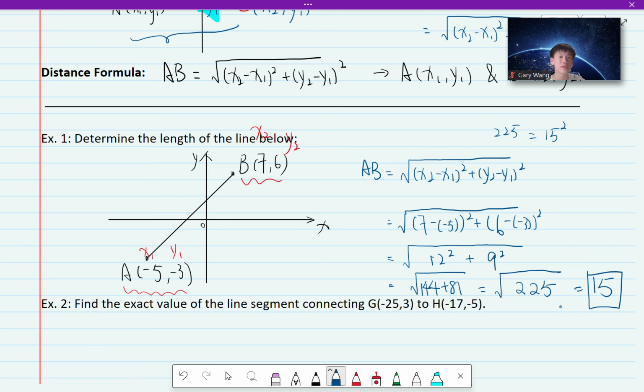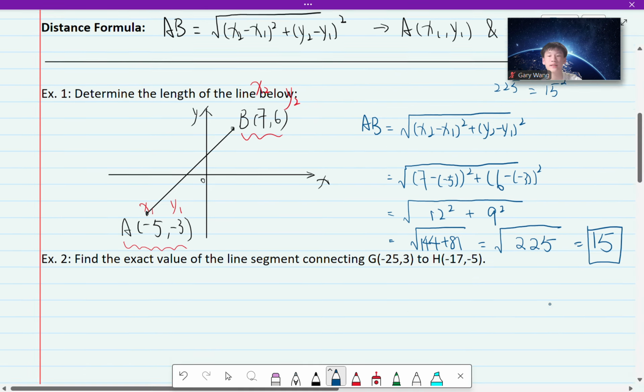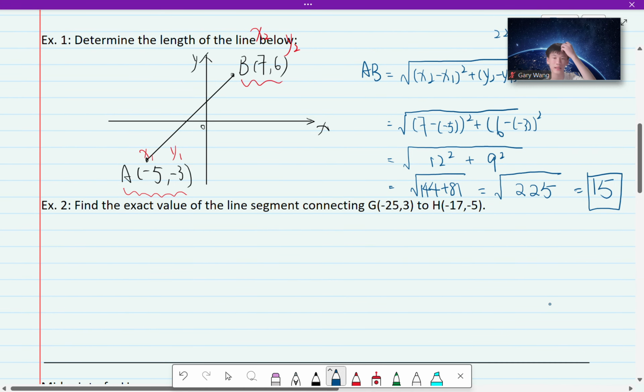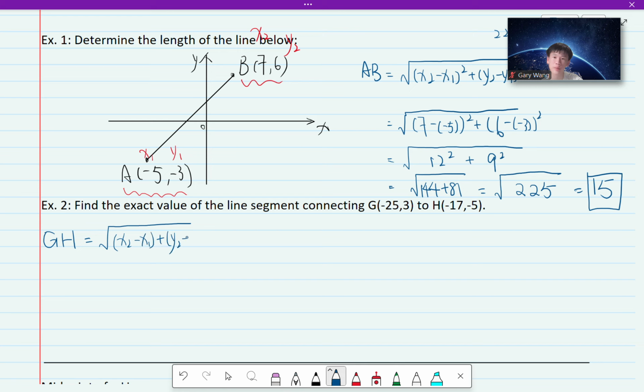What if the graph is not given, such as this example right here? Find the exact value of the line segment connecting point G, -25, 3, to H, -17, -5. So we still want to apply this formula right here. So distance formula, we're trying to find the distance for line segment GH. So this should also equal the square root of x2 minus x1 squared plus y2 minus y1 squared.